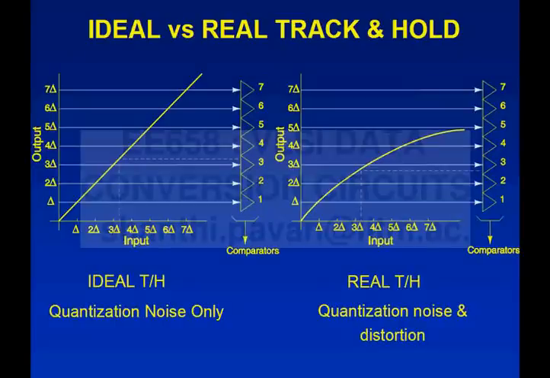Okay. So we made an error. The real input is between 3 and 4. It is some 3.1 or something like that, or 3.2. But the output is 3.